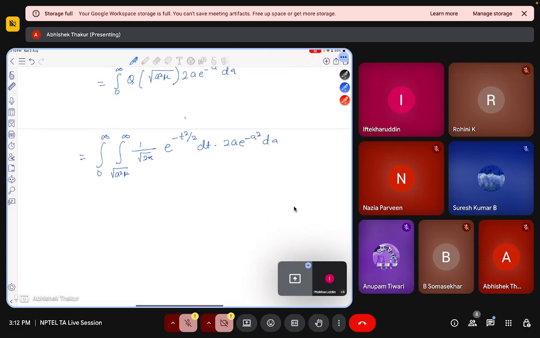Okay, so this is the integral with respect to t, and this is the integral with respect to a.